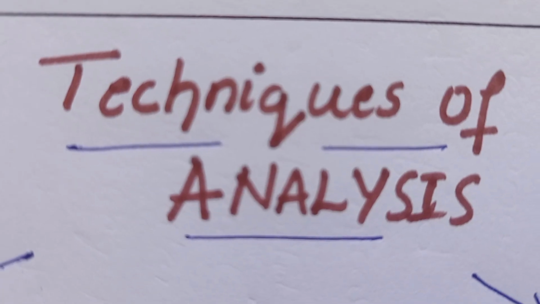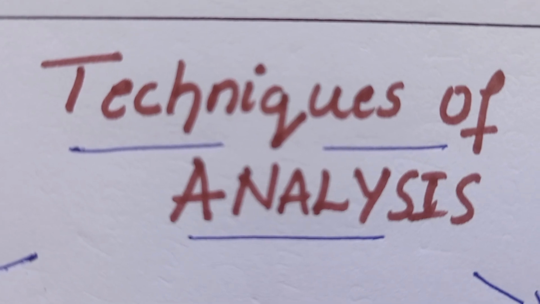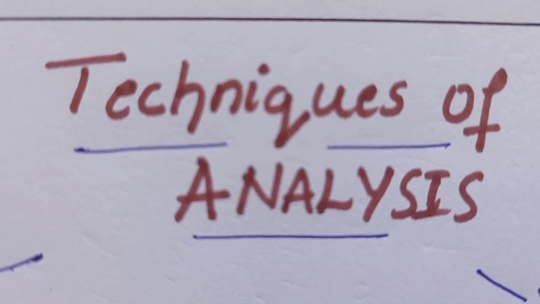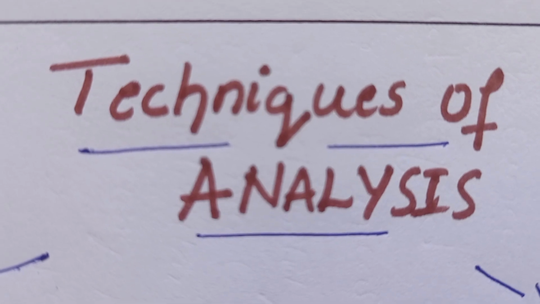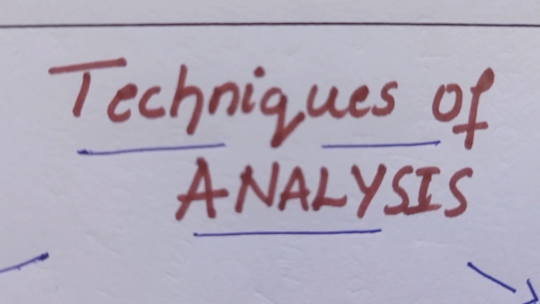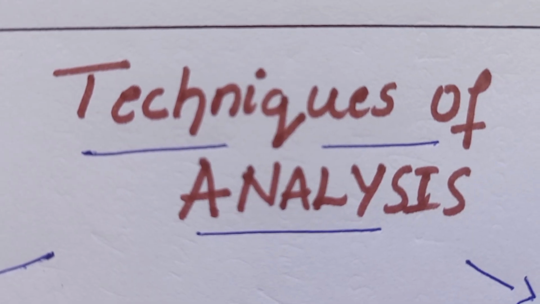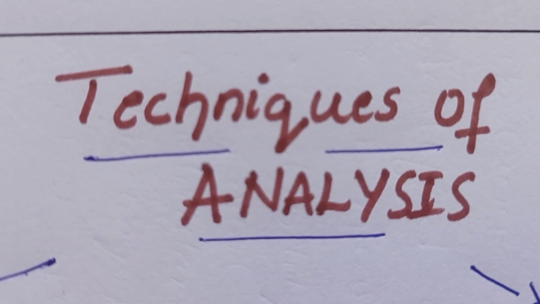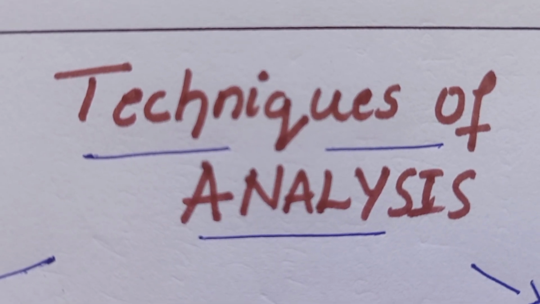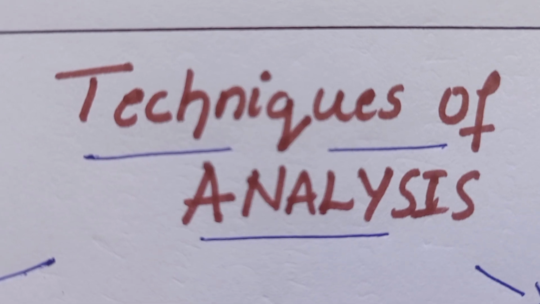Techniques of analysis. Basically, there are two types of techniques in analysis: instrumental and non instrumental. In instrumental analysis, we involve instrumentation, so we use instruments for the purpose of analysis of the substances. Coming to non instrumental, we are not using any instruments here for the analysis.